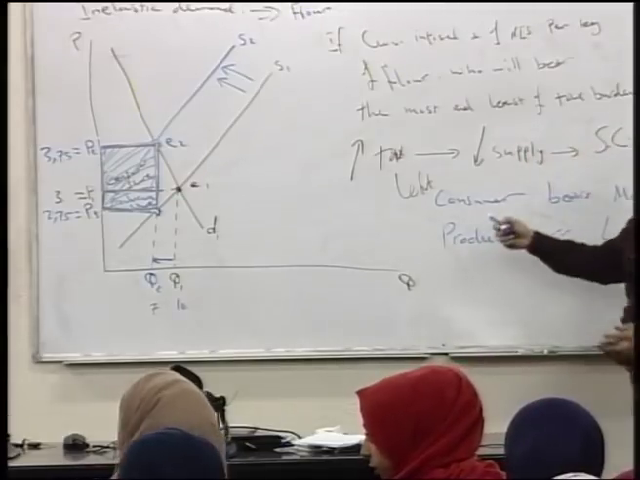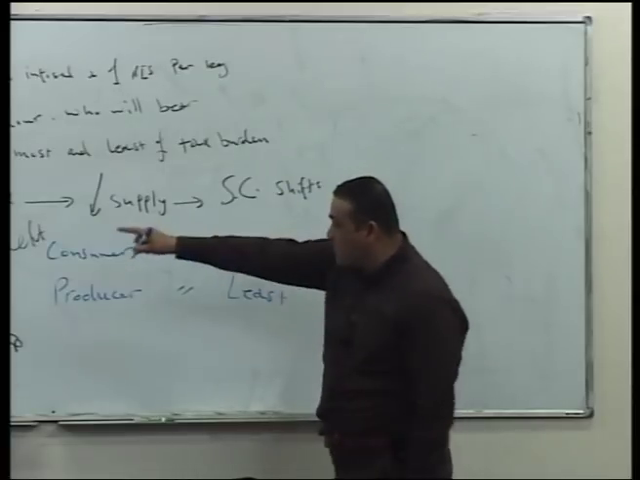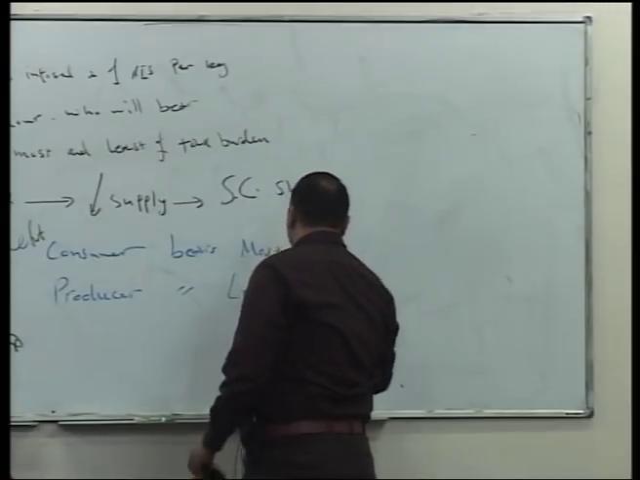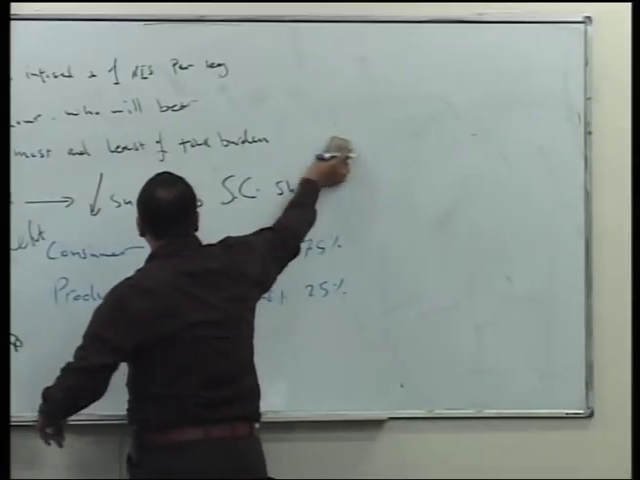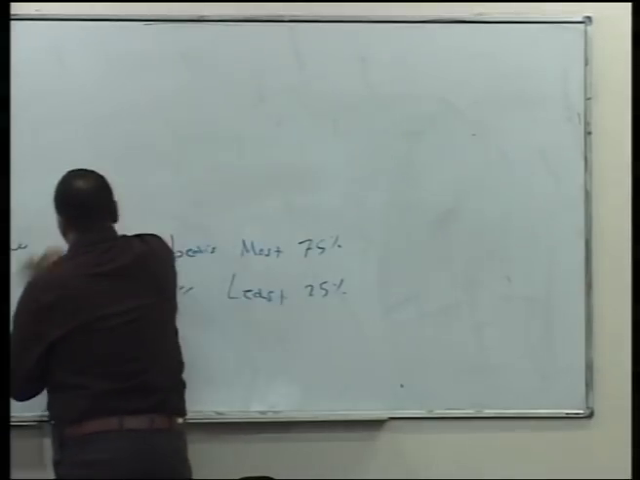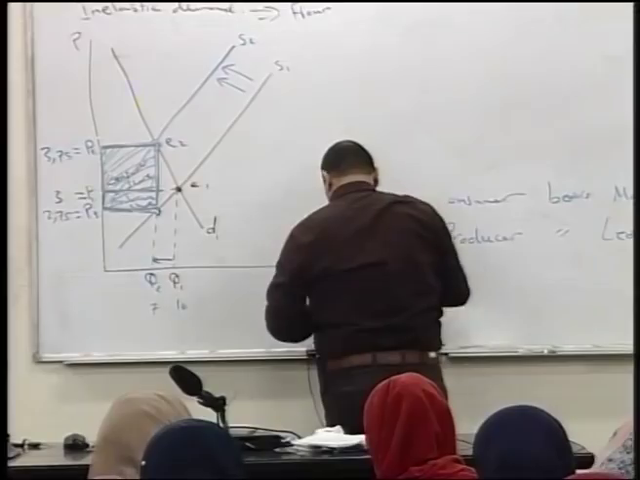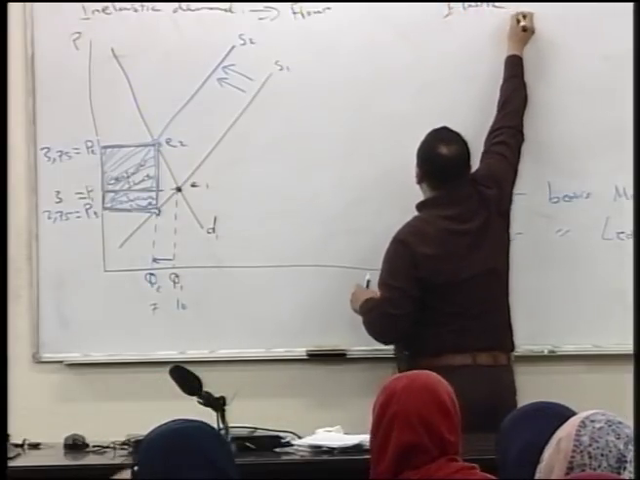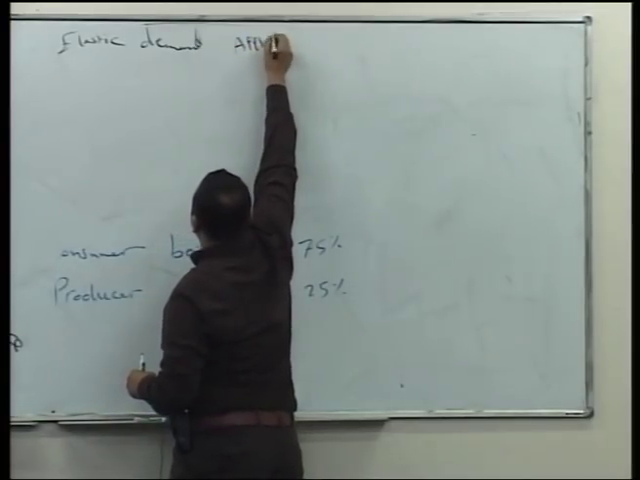So here the consumer pays 75% of the tax and the producer 25%. Let's go to when demand is elastic. Elastic demand, like the demand for apple or orange.